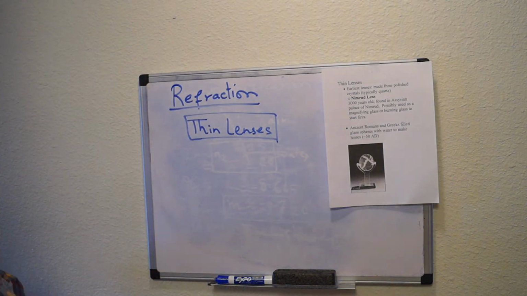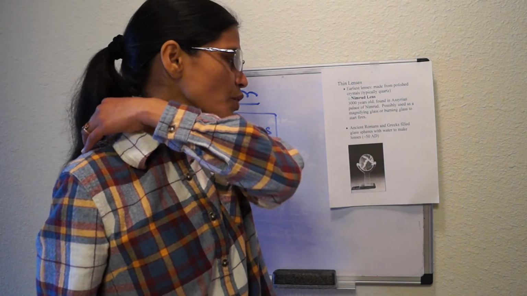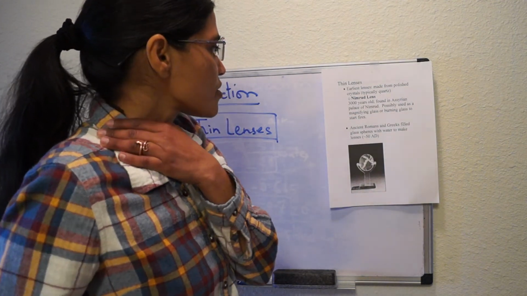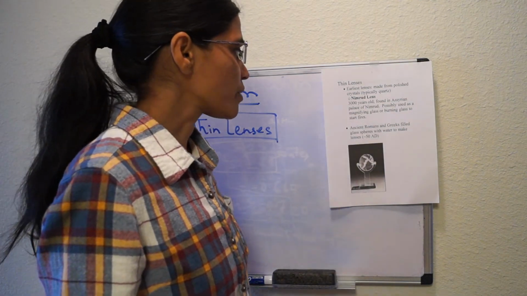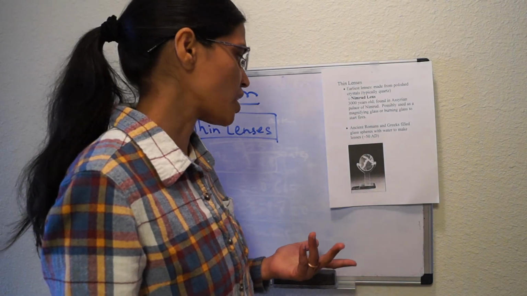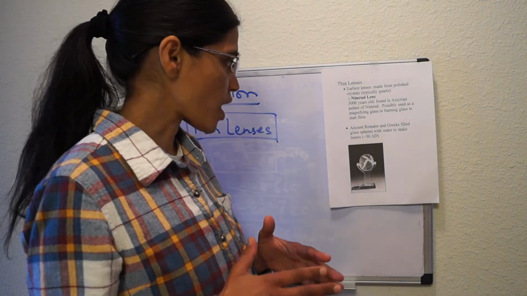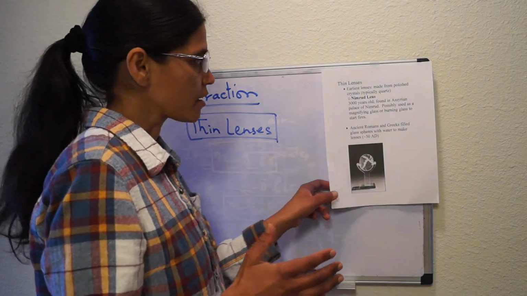I have some lenses here. I'll show you guys in a few minutes, but let's see. The earliest lenses were made from polished crystals, typically quartz. There was something called the Nimrod lens. This was found in the Assyrian palace of Nimrod, possibly used as a magnifying glass or burning glass to start a fire. Ancient Romans and Greeks filled a glass sphere with water to make a lens. That was around 50 AD.